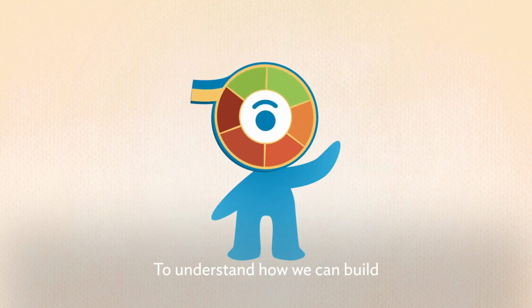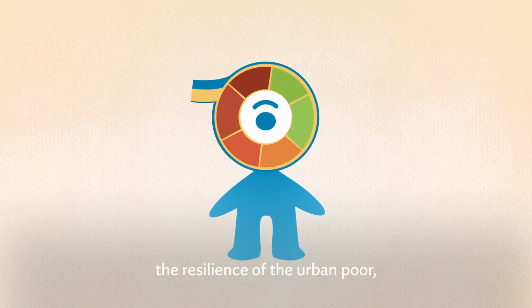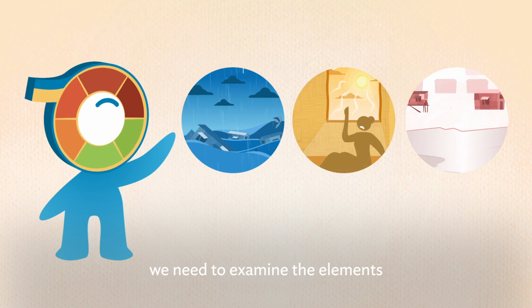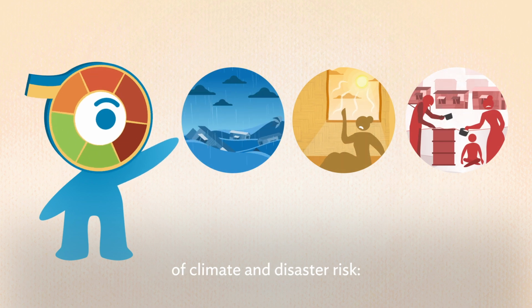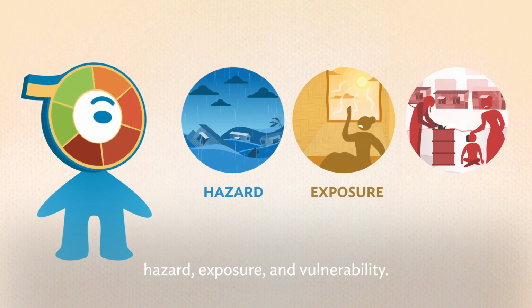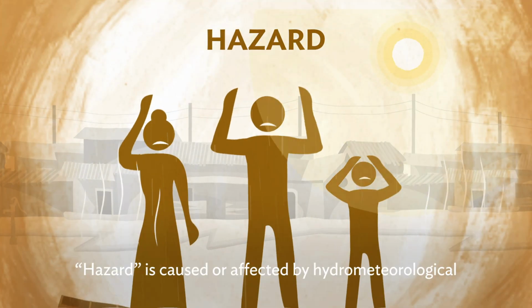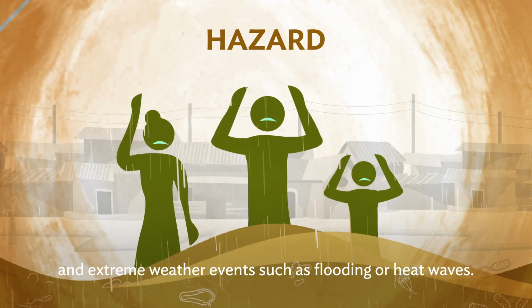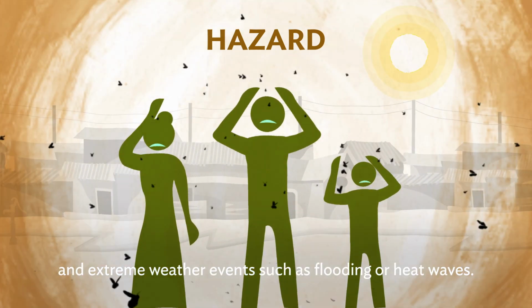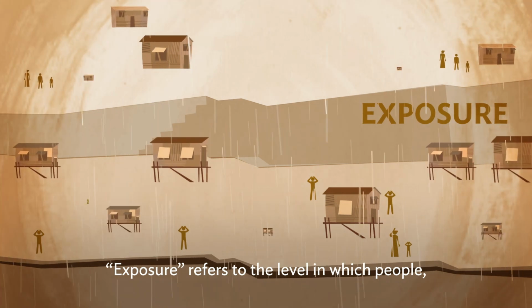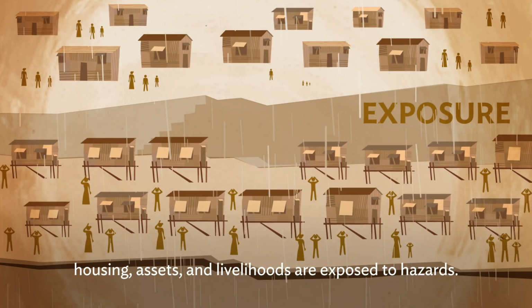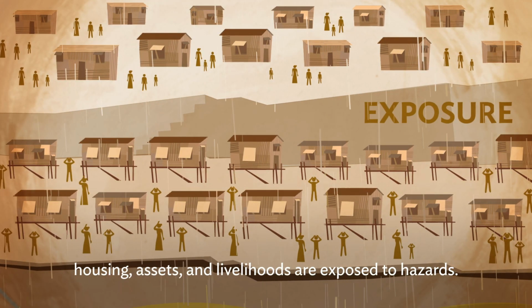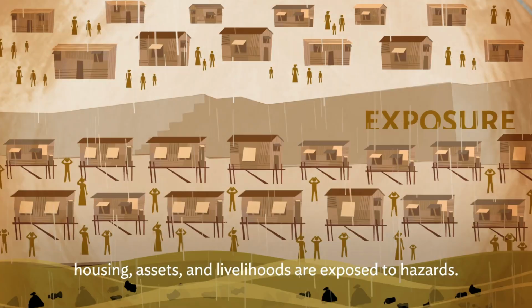To understand how we can build the resilience of the urban poor, we need to examine the elements of climate and disaster risk: hazard, exposure, and vulnerability. Hazard is caused or affected by hydrometeorological and extreme weather events, such as flooding or heat waves. Exposure refers to the level in which people, housing, assets, and livelihoods are exposed to hazards.